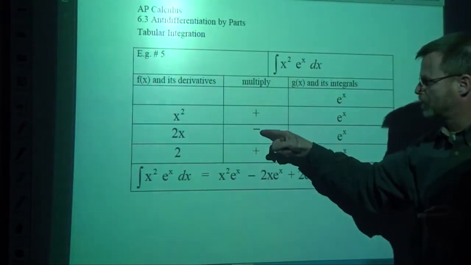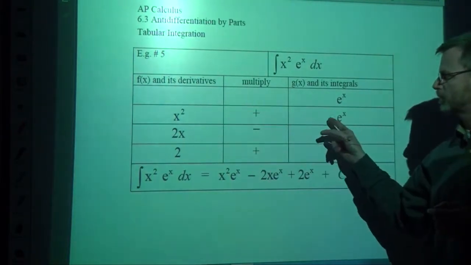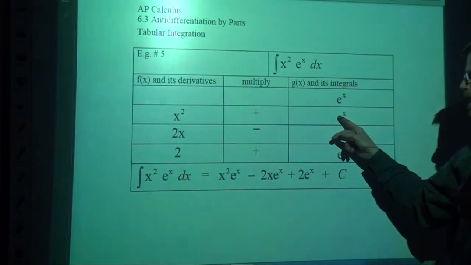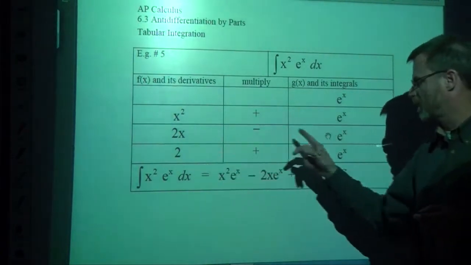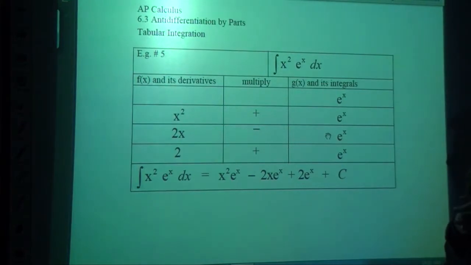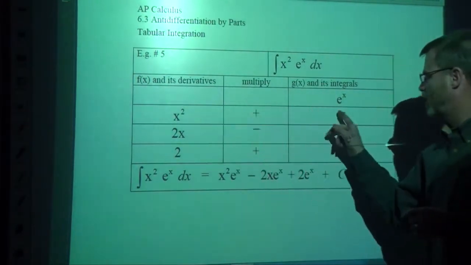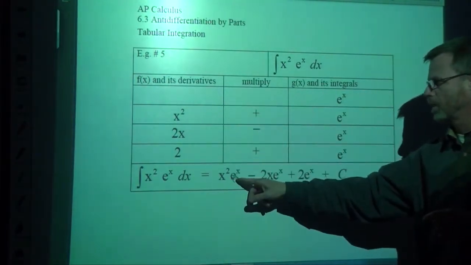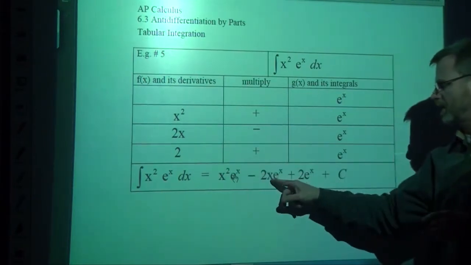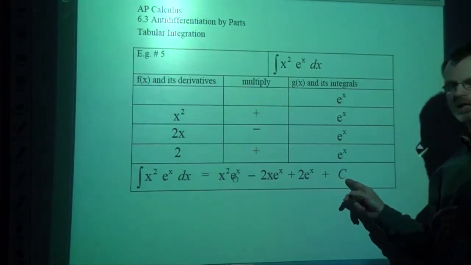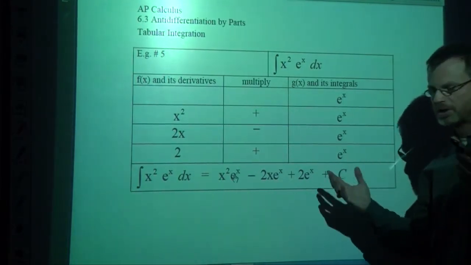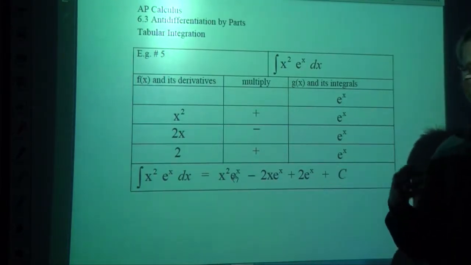And then these signs alternate. We're multiplying across. This times this, it's positive. This times a negative 1. This times a positive 1. They're your terms. So I would have x squared times e to the x plus a negative 2x e to the x plus a positive 2e to the x plus the constant of integration, which is a much more efficient way of doing the problem in example 2.